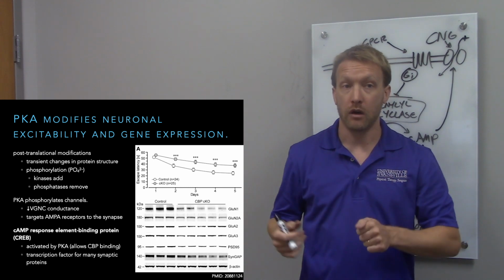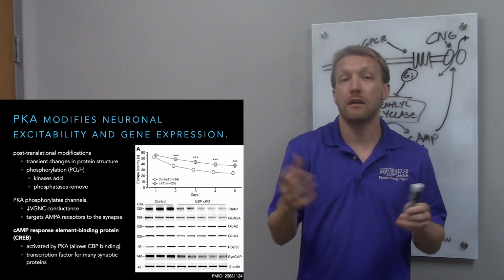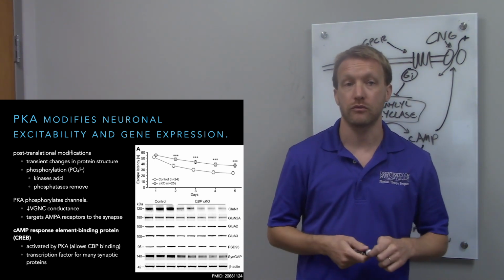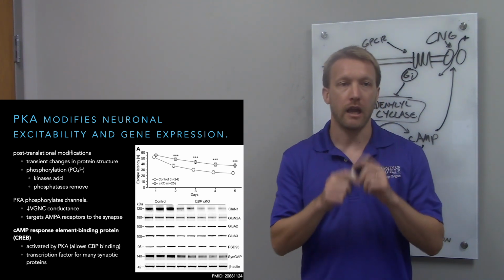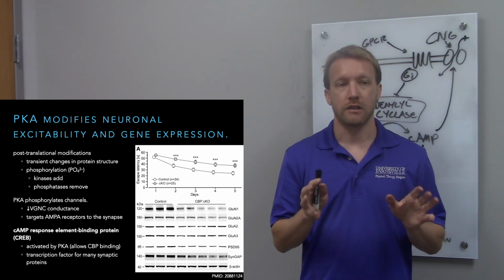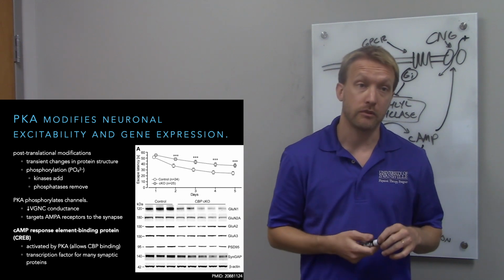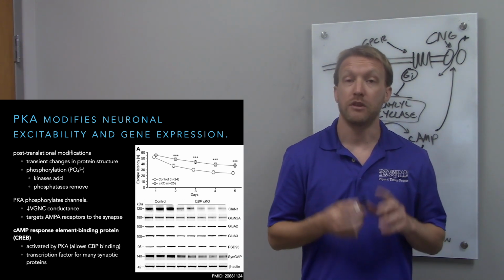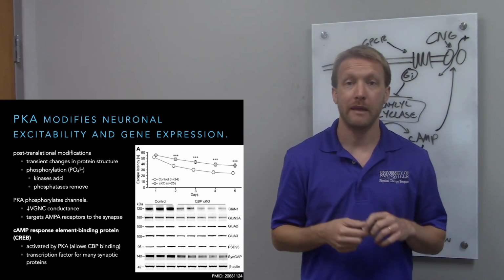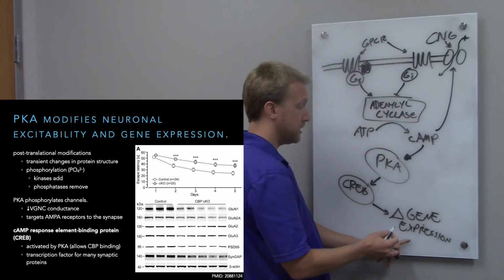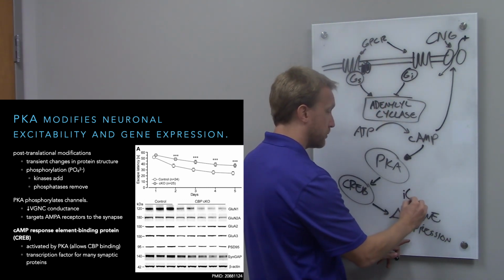So GluN1, GluN2A, those are NMDA receptors. GluA2, GluA3, those are AMPA receptors. Subtle effects there, but the NMDA receptor effects are pretty obvious. When the bands aren't as dark, we're not making as many of them. So what kind of gene expression are we dealing with? Ionotropic glutamate receptors.